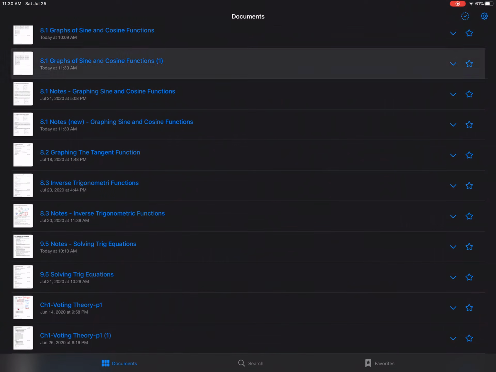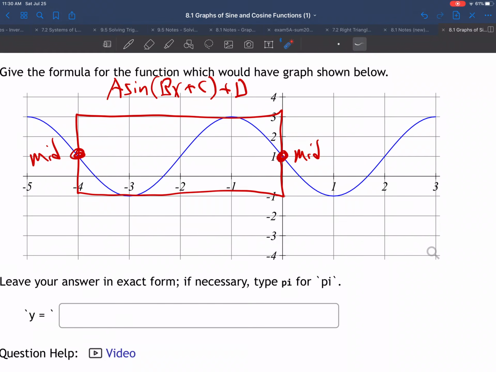Let's go back and get those things. So what's the middle of our box? Well, it's 1. Right? The middle of our box is 1. And how far above and below its middle? The amplitude is 2. It goes above and below by 2.